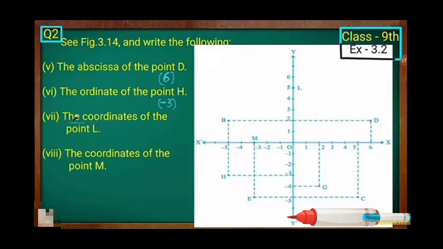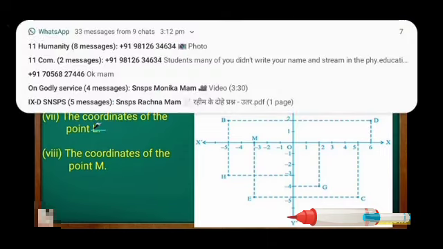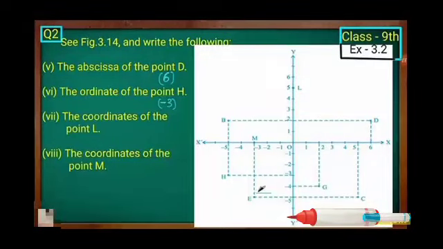In the seventh, coordinate of the point L. Check where L is. Y is 5 and x is 0. So it is on the axis. We can write 0, 5. So the coordinate for L is 0, 5. It lies on the x-axis. Sorry, y-axis, because x is 0 here.